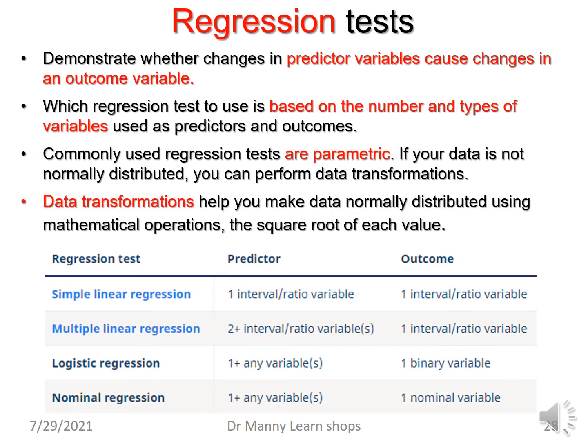Regression tests demonstrate whether changes in predictor variables cause changes in an outcome variable. Which regression test is used is based on the number and types of variables used as predictors and outcomes. Commonly used regression tests are parametric. If your data is not normally distributed, you can perform data transformations. Data transformations help you make data normally distributed using mathematical operations, the square root, for example, of each value.